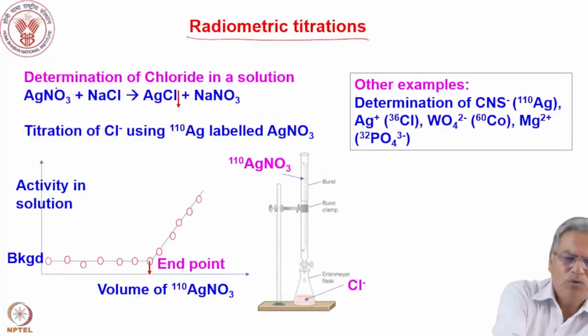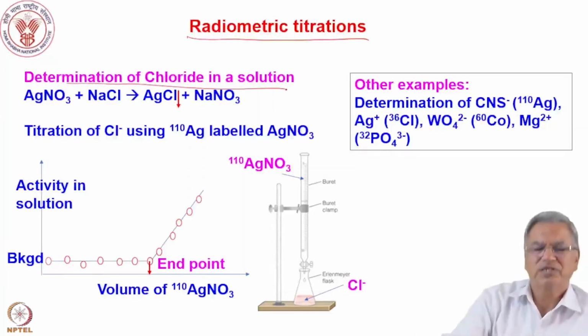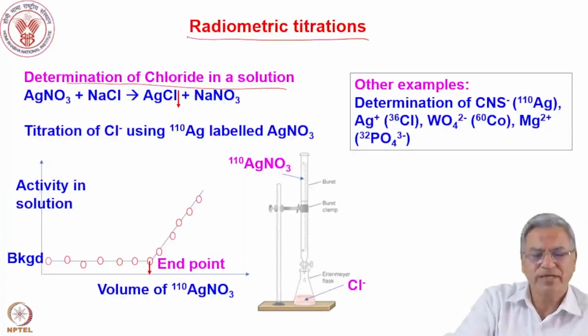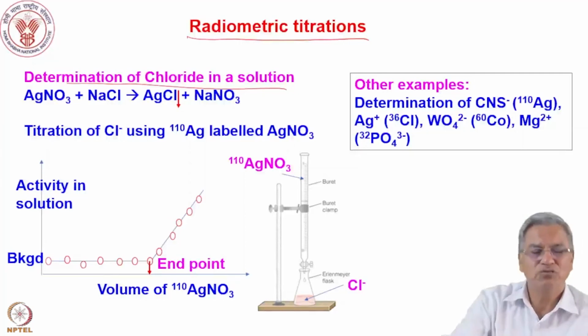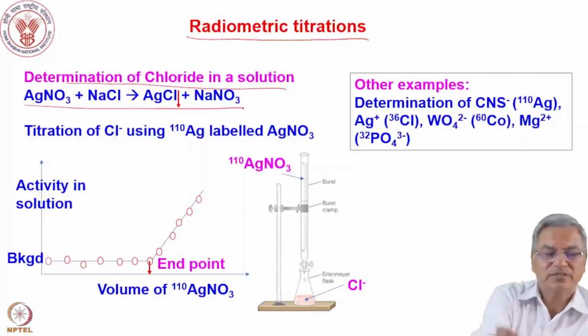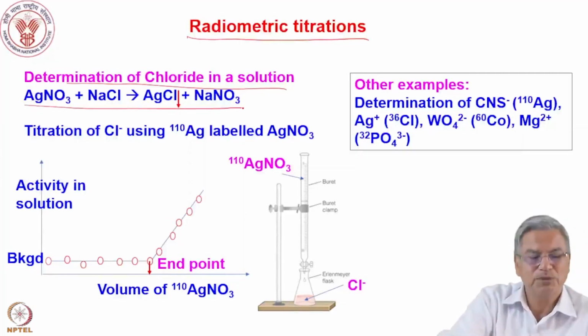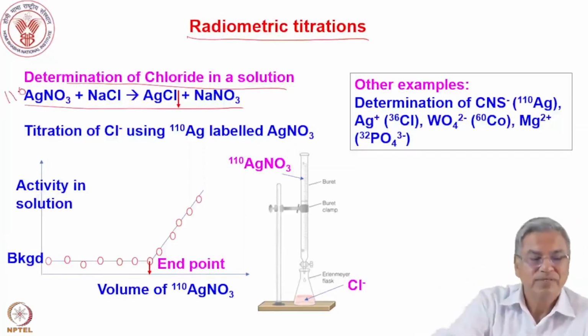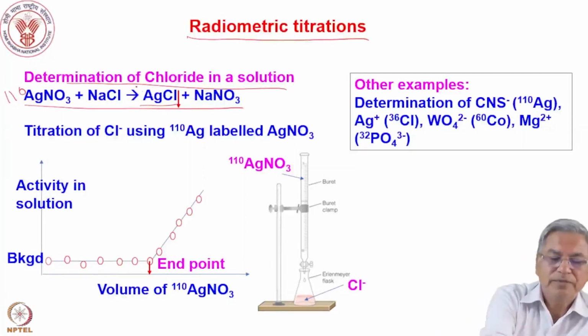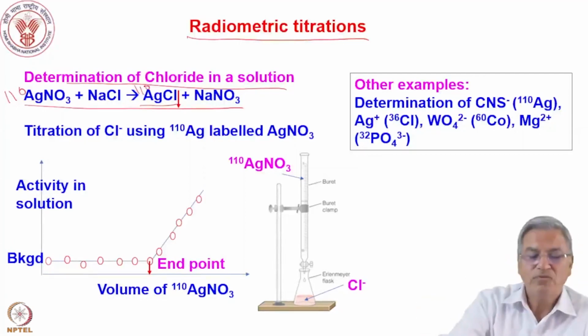For example, you want to determine chloride concentration in a solution. You can have sodium chloride or barium chloride, any chloride salt, and you want to do a titration using a precipitation reaction. Silver chloride is insoluble. So you take silver nitrate as the titrant and go on adding it. This silver nitrate you tag with silver-110, and silver chloride will precipitate with silver-110, and you are left with sodium nitrate in the solution.